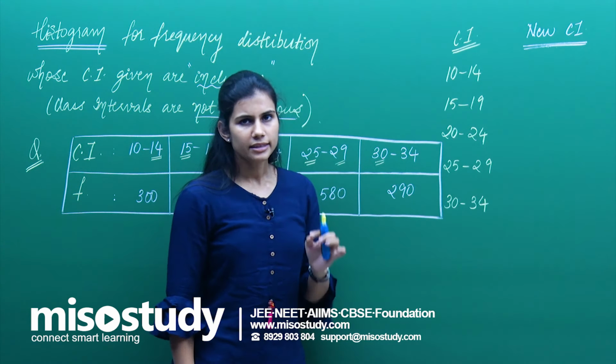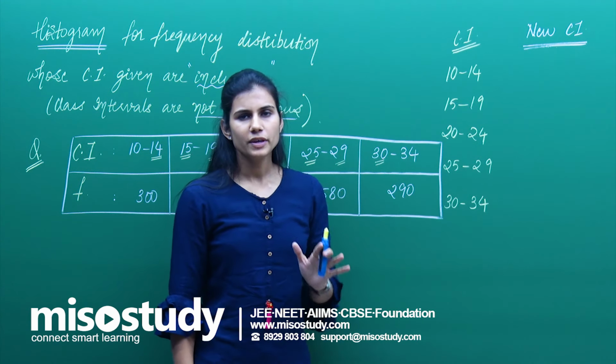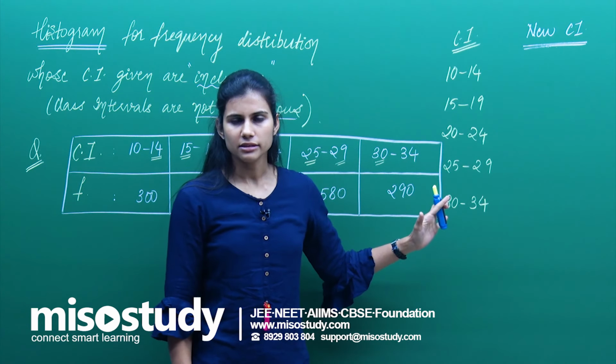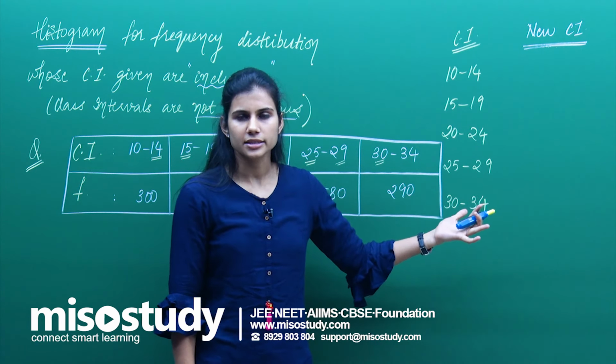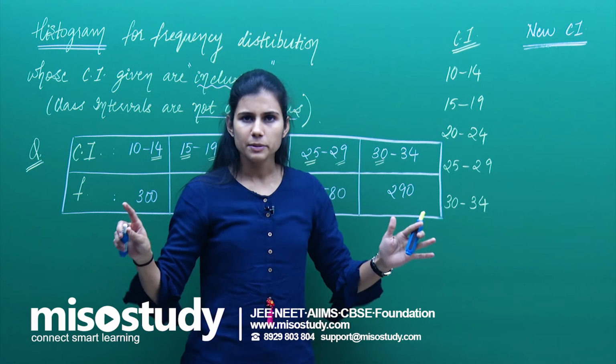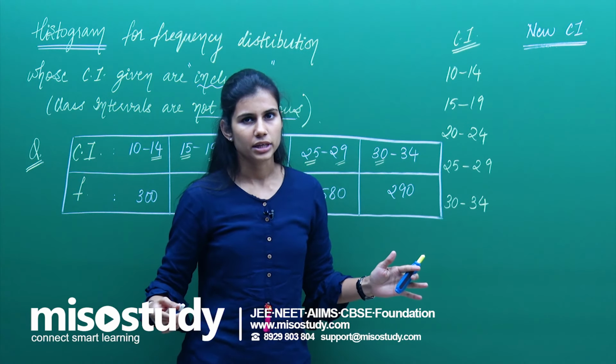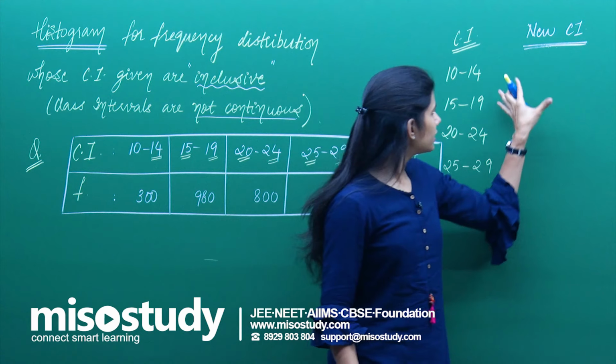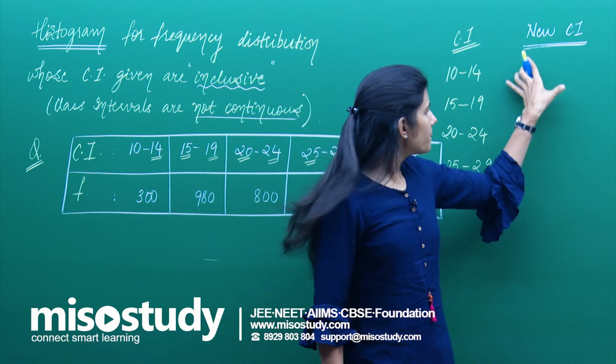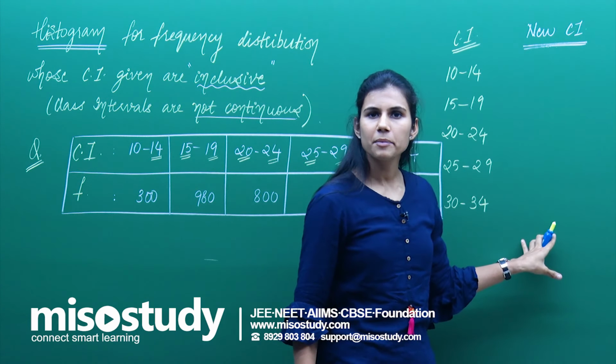The best part is that they have the same size. Somehow, if I just incorporate continuity in these class intervals, I will have continuous class intervals with the same size, and that would be the perfect scenario for me to go ahead with the construction of the histogram. So how do we actually modify these class intervals so that they become continuous?